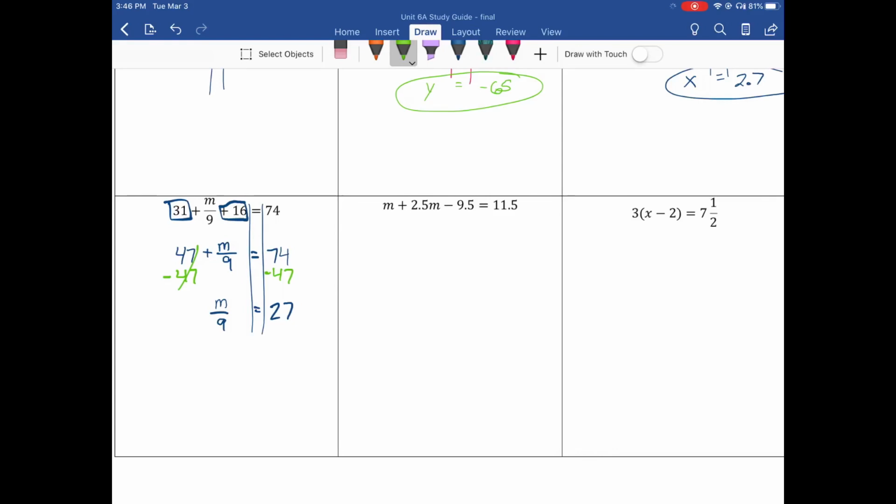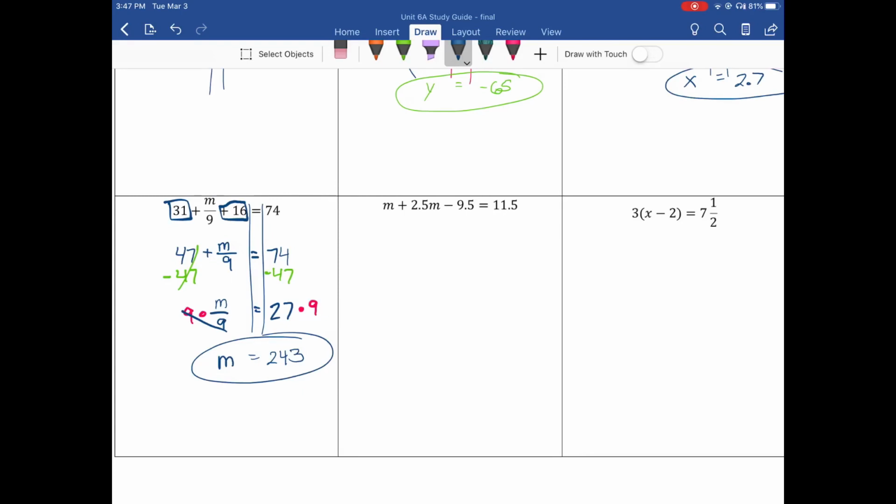And then in order to get rid of our fraction, just like up above, we just multiply by our denominator. So our denominator is 9, so we're going to multiply by 9. On the left-hand side, that will get rid of our fraction, and on the right-hand side, 27 times 9 is 243.